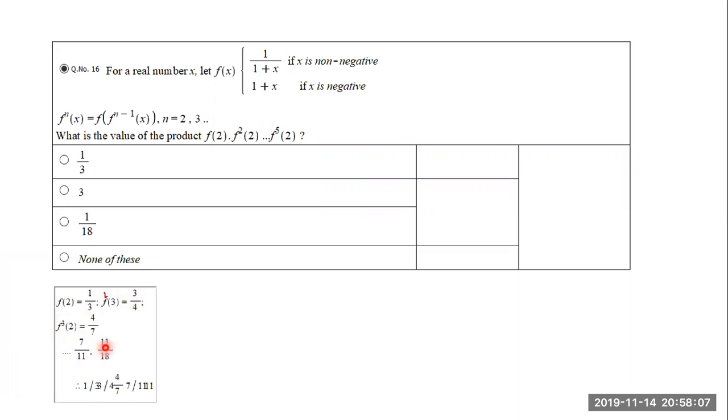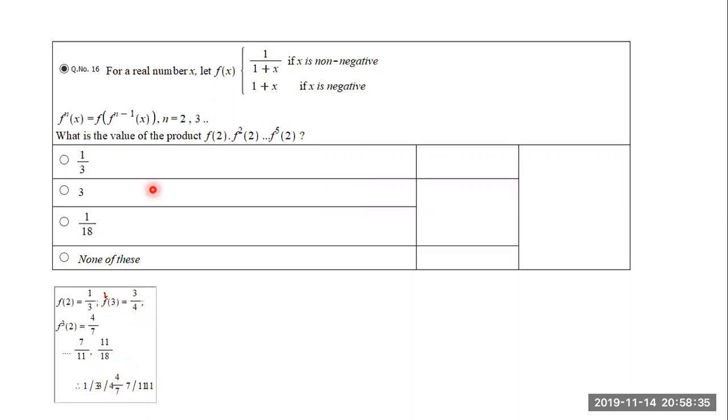So the denominator becomes the numerator, right? The denominator becomes the numerator and the denominator becomes the addition. Understand? Right? 1 by 3, 3 by 4, 4 by 7, 7 by 11, and 11 by 18. So the answer will be 11 by 18 because the rest get cancelled. The rest get cancelled. Right? Okay.